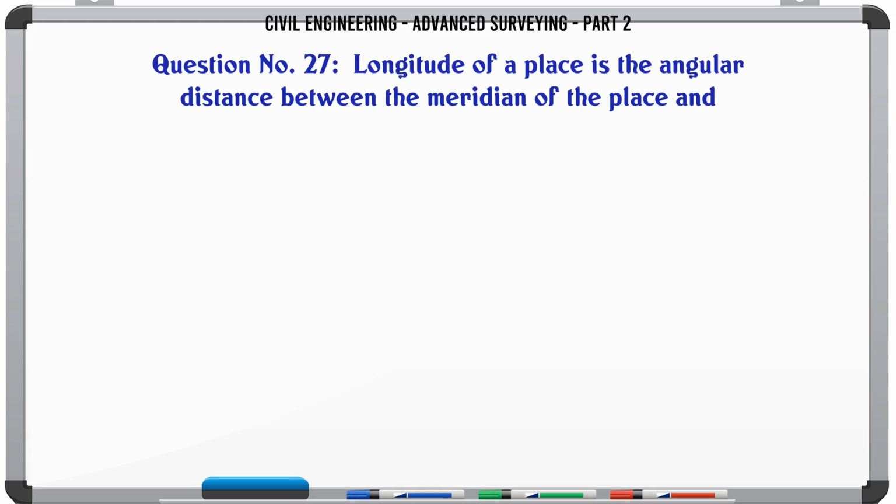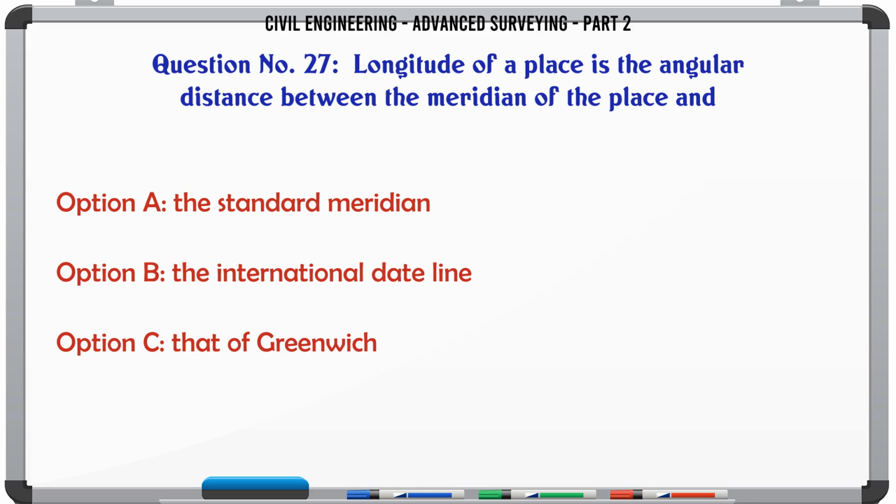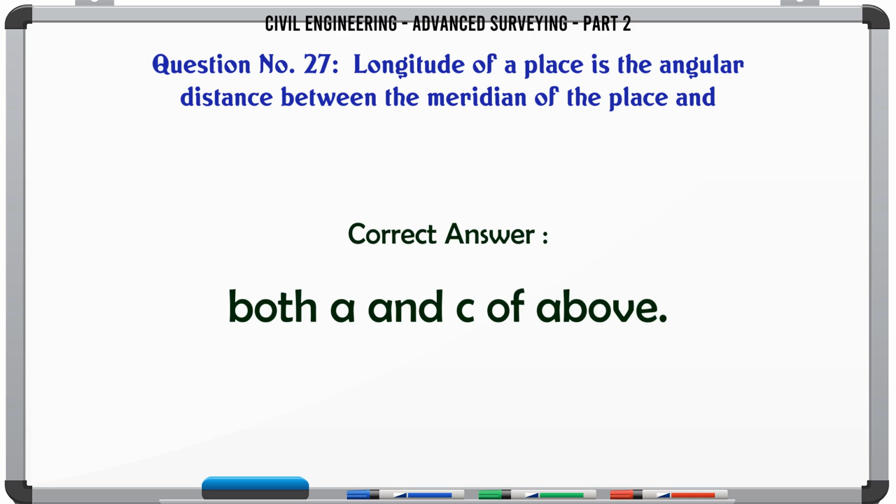Longitude of a place is the angular distance between the meridian of the place and A. the standard meridian, B. the international date line, C. that of Greenwich, D. both A and C of above. The correct answer is both A and C of above.